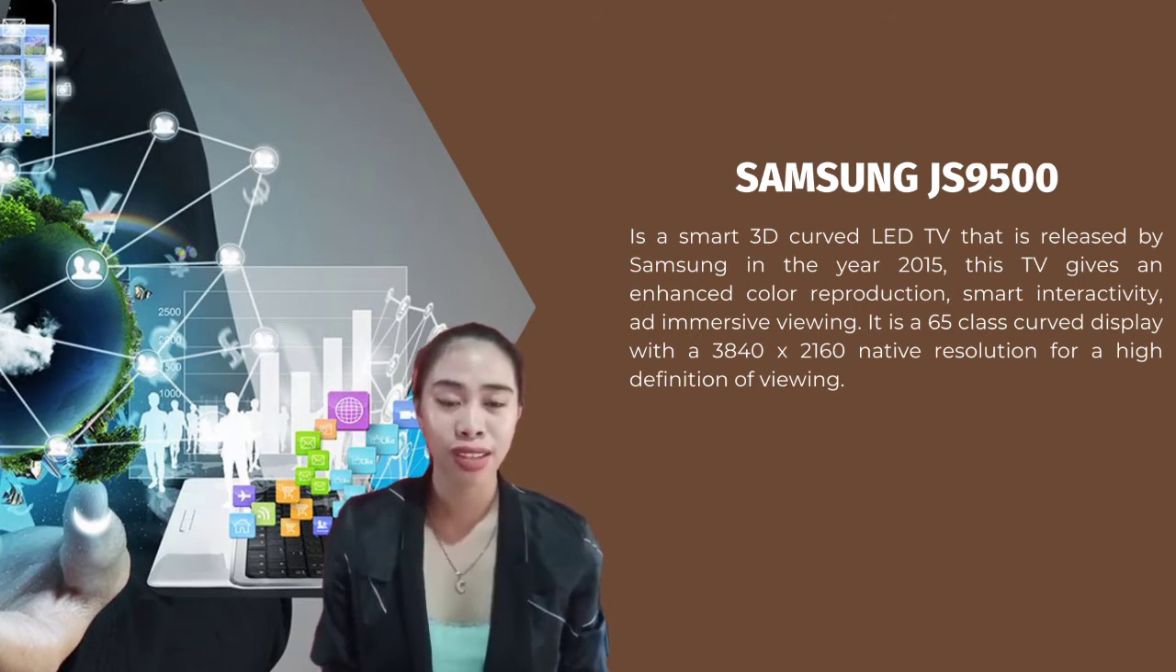The Samsung JS9500 is a smart 3D curved LED TV that was released by Samsung in the year 2015. This TV gives enhanced color reproduction, smart interactivity, and immersive viewing. It is a 65-inch class curved display with a 3840 by 2160 native resolution for high definition viewing.